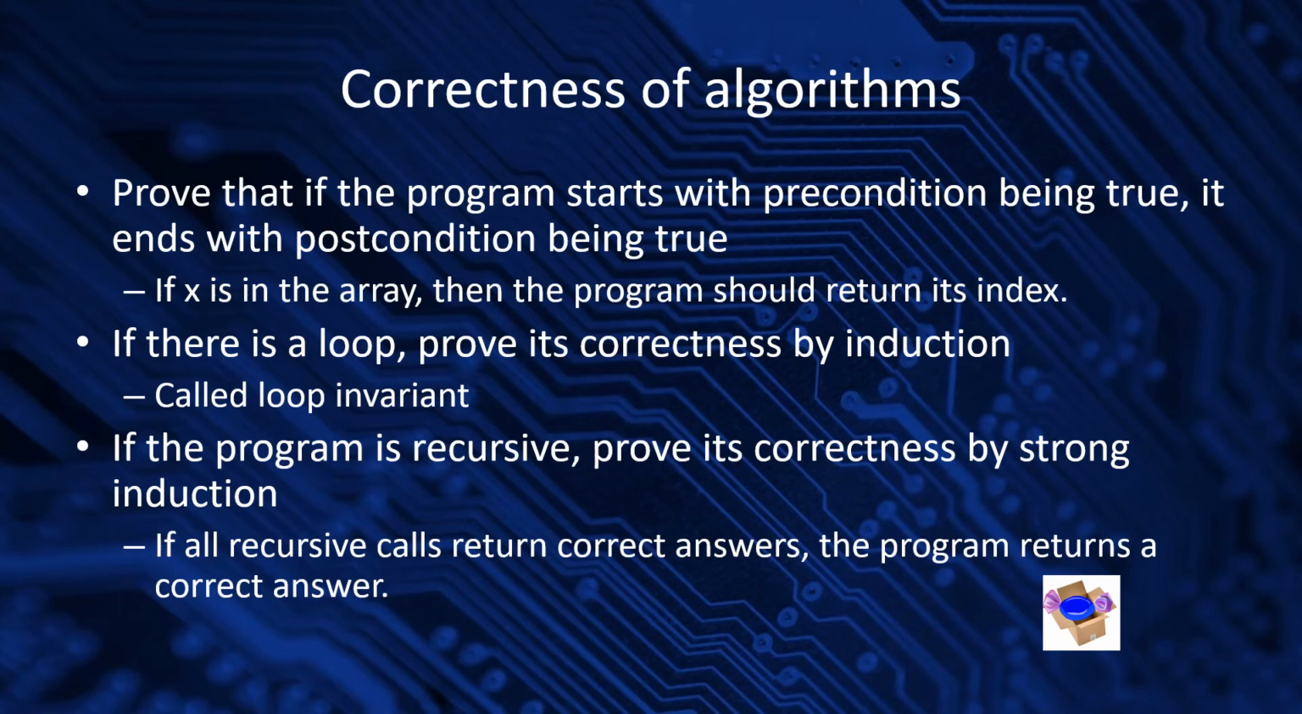Precondition and postcondition apply not only to the whole programs, but even to little pieces of them. You could say this part of the program has this precondition and this postcondition. Sometimes, though, you have something more complicated in the program, such as a loop. When we have a loop, we could still prove its correctness, and the proof is actually by induction. That's the very induction that we've studied in this class.